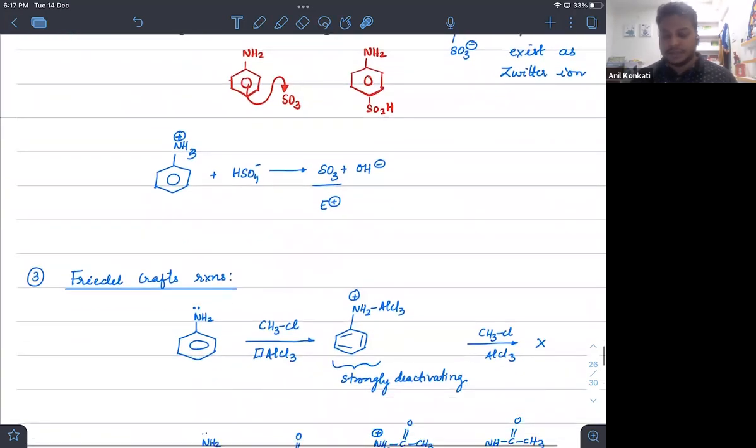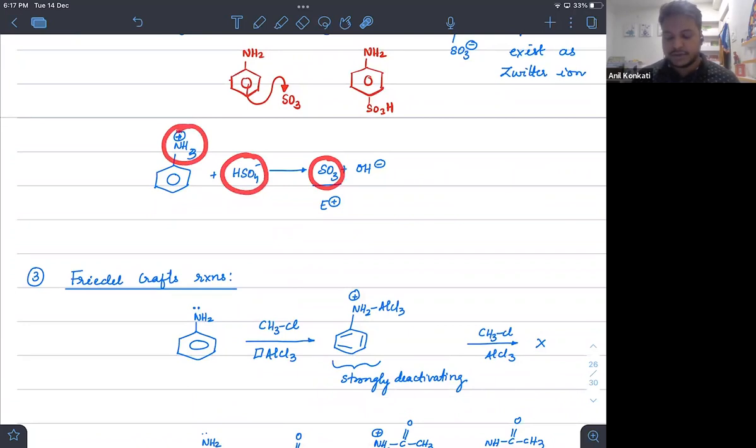Clear everybody? So you can see how SO3 is forming. NH3 plus HSO4 minus, on heating you will get this as OH minus and SO3 formation. Clear everybody?